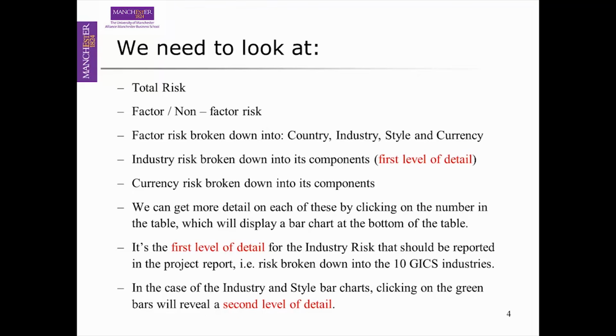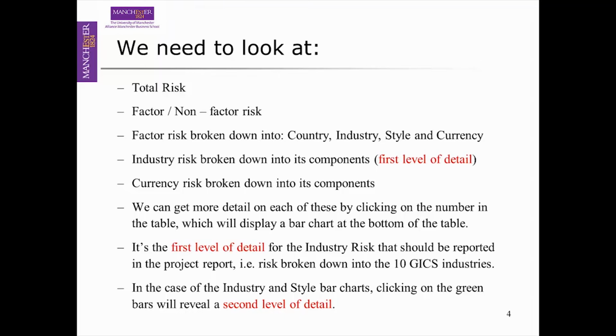We need to look at total risk, factor, non-factor risk, afterwards factor risk broken down into country, industry, style and currency, industry risk broken down into its components, which I'm going to term the first level of detail, currency risk broken down into its components. We can also get more detail in each of these by clicking on the number in the table, which will display a bar chart at the bottom of the table.